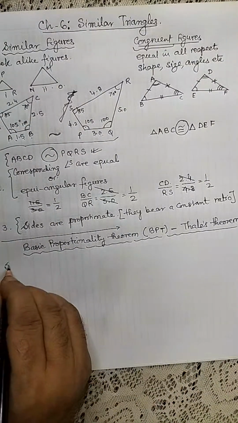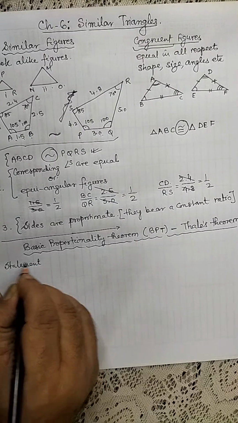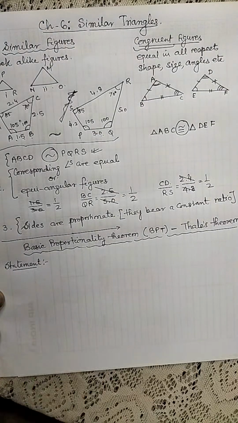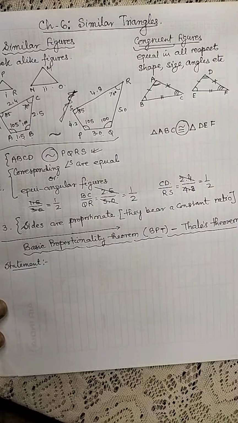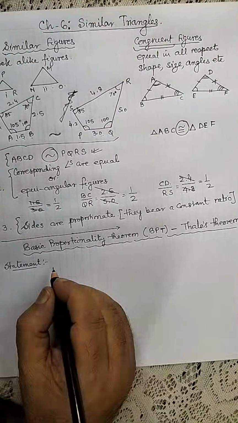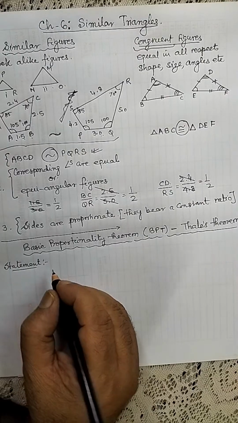Let us see what the statement is. First of all, the statement. Write the statement of the theorem in your notebooks along with me. Understand each and every word, because here each and every word is very important. First I am just reading it out, then I'll write it out. You can copy down what I write. First, try to understand it.